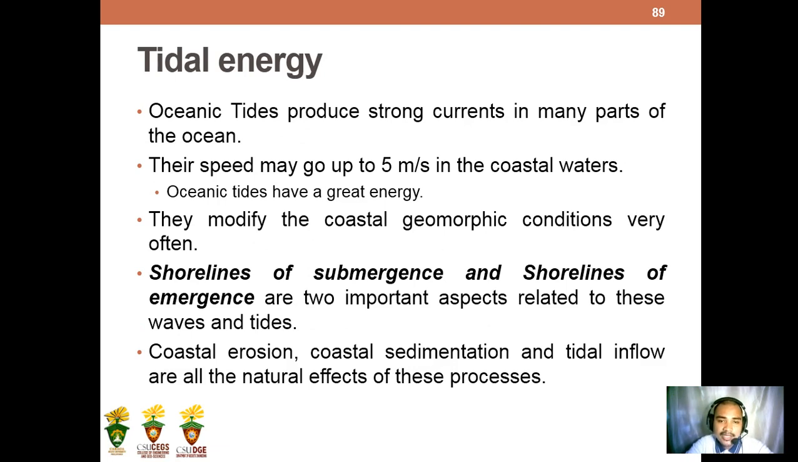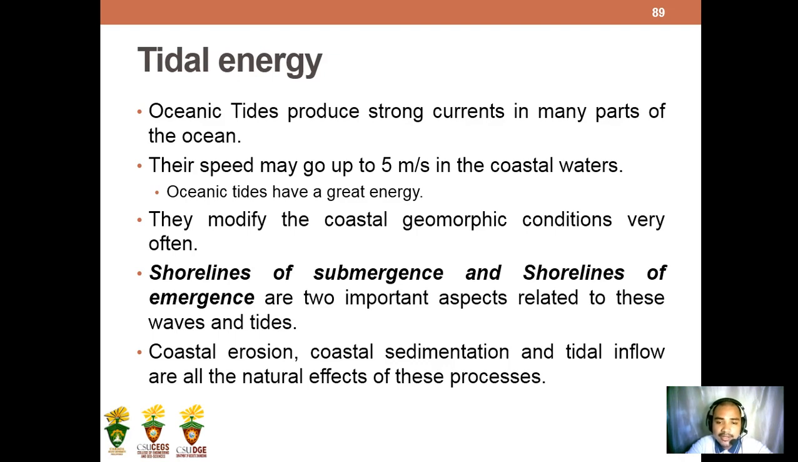The oceanic tides produce strong currents in many parts of the oceans. Their speed may go up to 5 meters per second in coastal waters. And we all know that oceanic tides have great energy. So that's what we call tidal energy. Usually, tidal energy is being studied by scientists today as a potential source of energy, for example for electrification and so on.